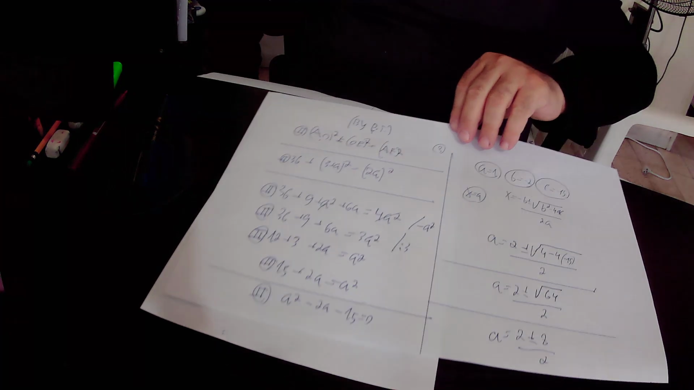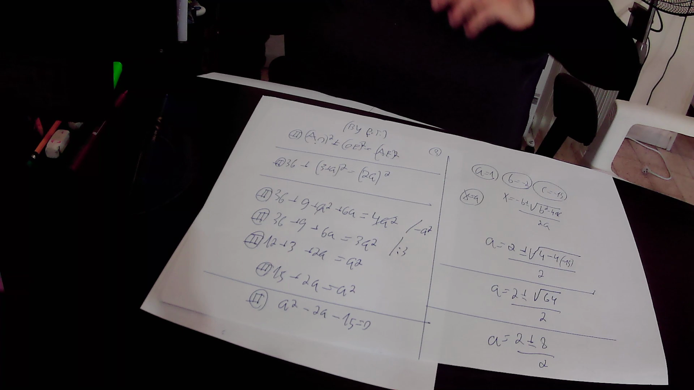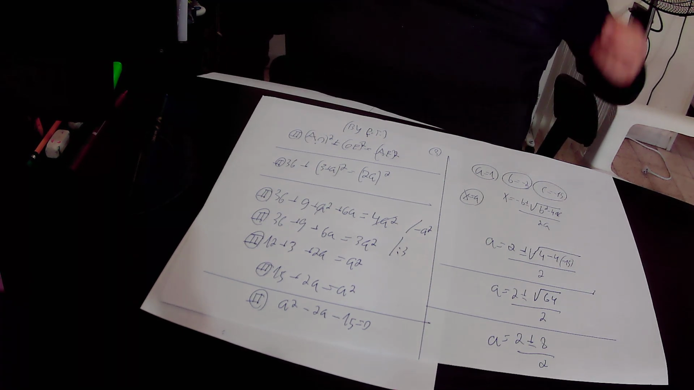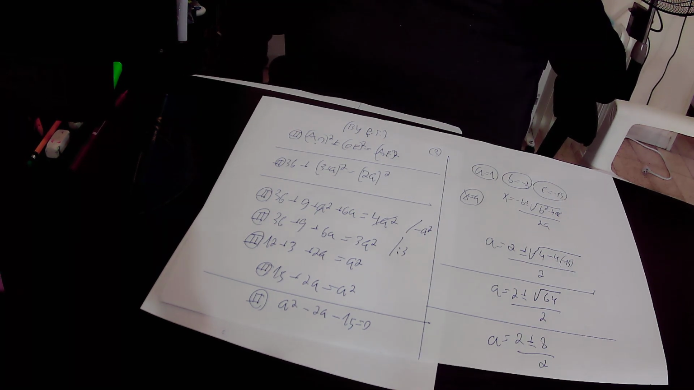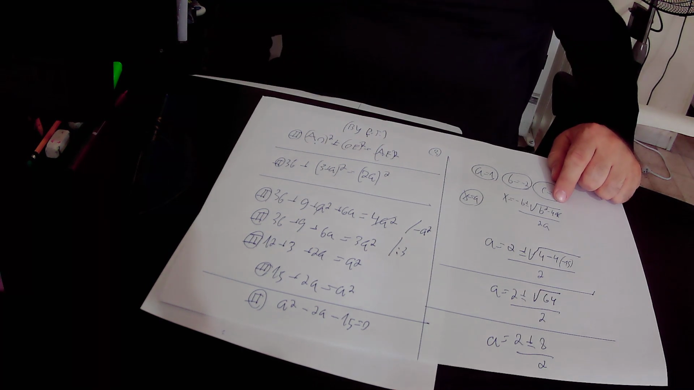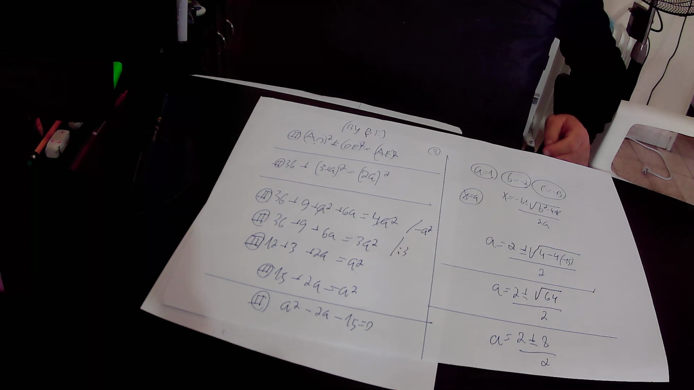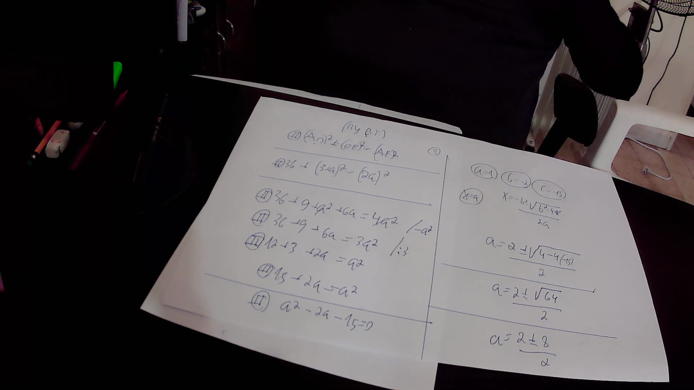So we have here a quadratic equation. The missing variable here is A. The coefficient a equals 1, the coefficient b equals minus 2, and the coefficient c equals minus 15. And the general formula for solving a quadratic equation is x equals minus b plus minus the square root of b squared minus 4ac, over 2a. So the missing variable in our specific quadratic equation is A. So x equals A.